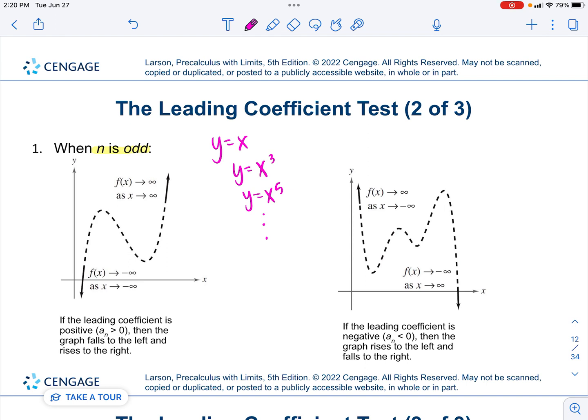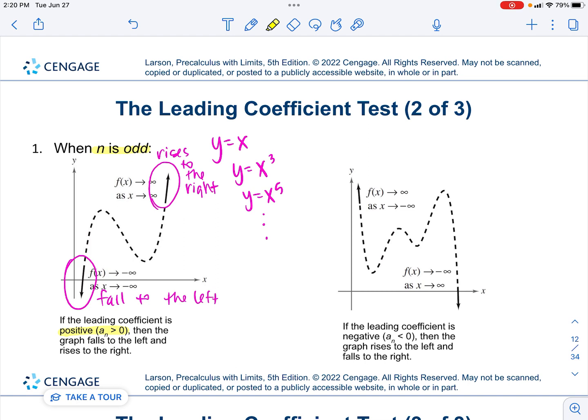Y equals x would be a flat line. Cubed is an S curve. 5th is similar to an S curve. But what we're going to always see there is on the left side, it points down, falls. We call that falls to the left. And then on the right side of the graph, we will have that rises. We'll say rises to the right. So if you have an odd function, you will always see that if a is positive.